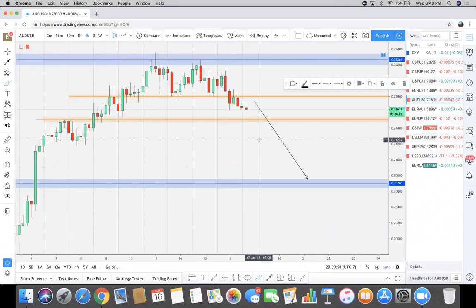I was in a couple of AUD USD longs, but I closed them out early, and I think my take profit was up here, right up at 42. So it looks like it missed our take profit by 7 pips.